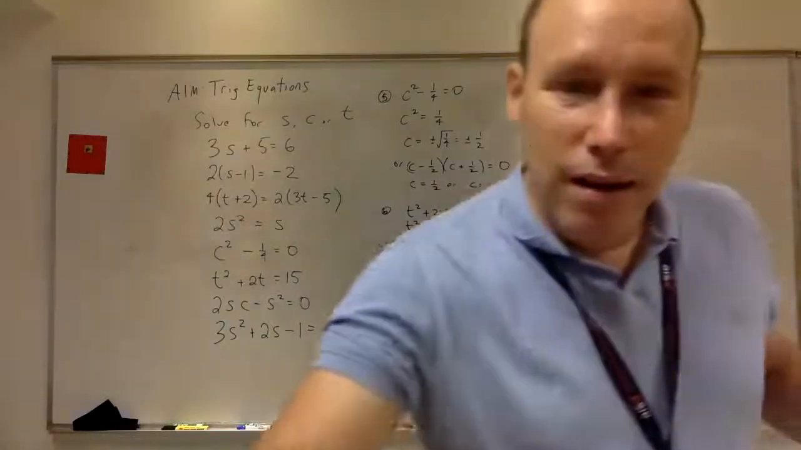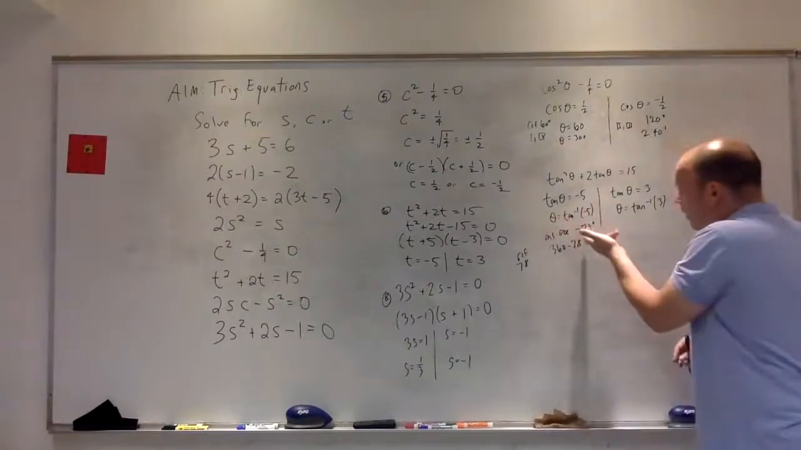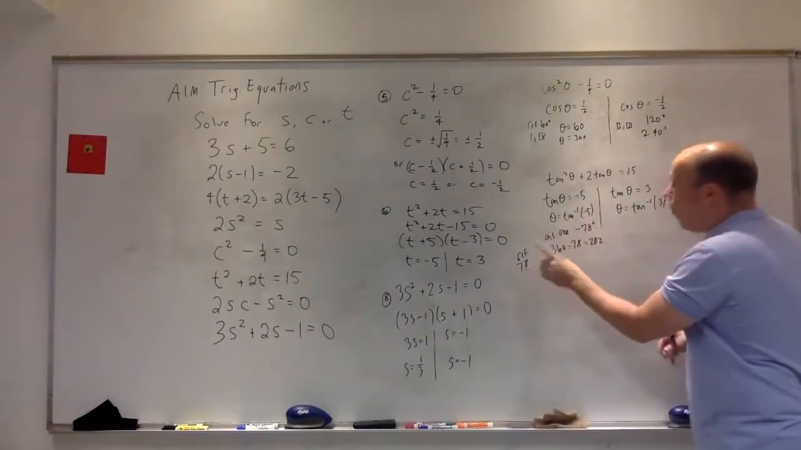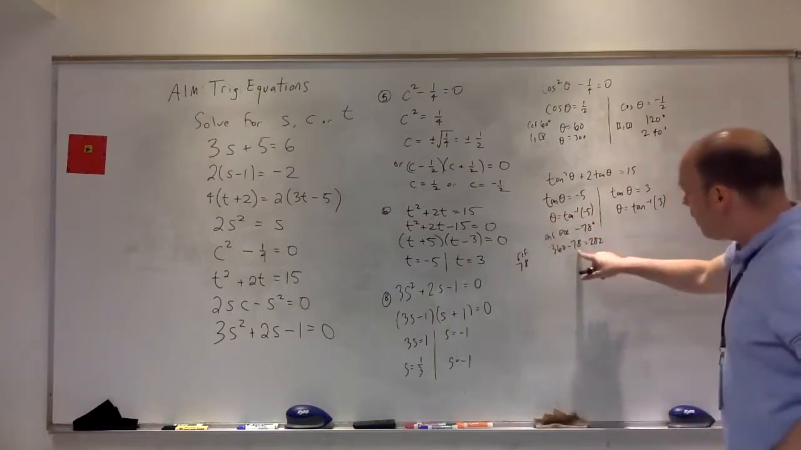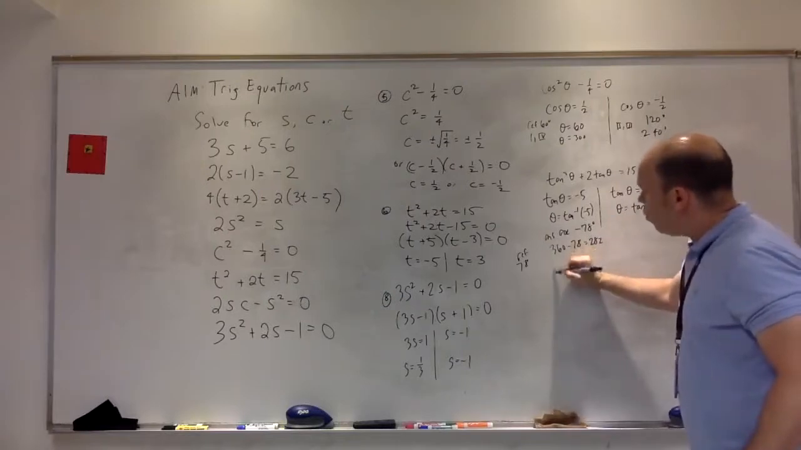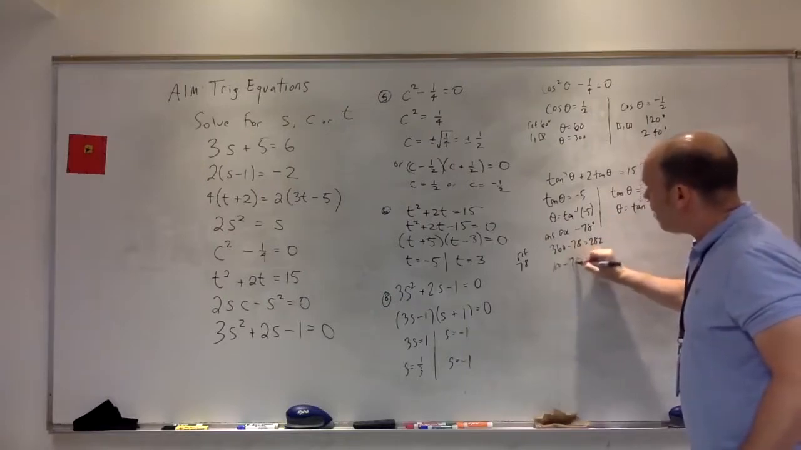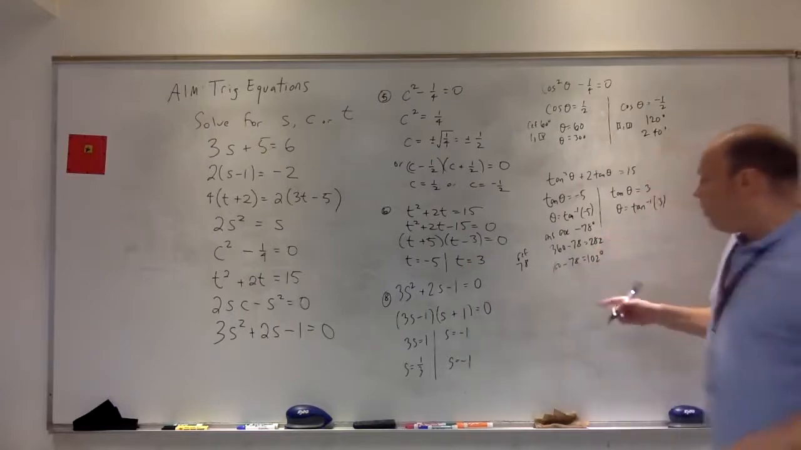Sorry about that. So the GDC gave us an answer of negative 78. This is the reference angle. We need the angle in the second and the fourth quadrant. 360 minus 78 is 282. And then to get the second answer, let's do 180 minus 78, which is 102. These are 2 angles.